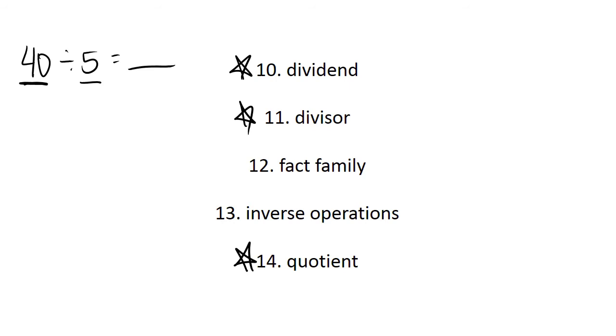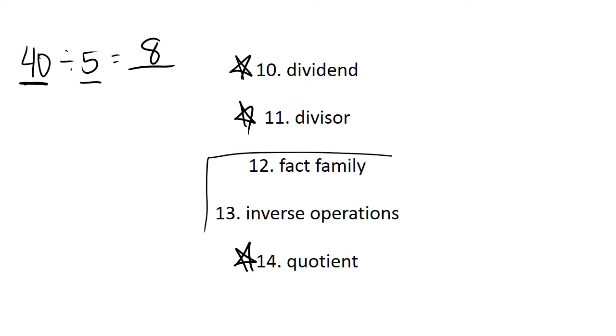And then the quotient, that's basically a fancy word for the answer. So for addition, we had the sum. For subtraction, we had the difference. For multiplication, we had the product. And now for division, we have the quotient. So the quotient of this particular division sentence would be 8. 40 divided by 5 equals 8.